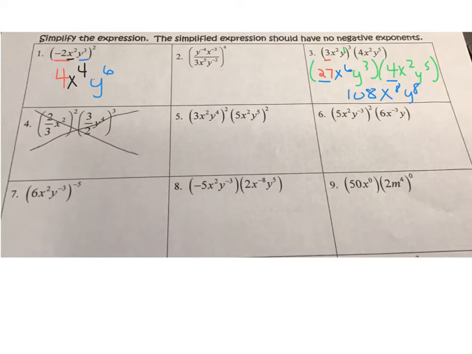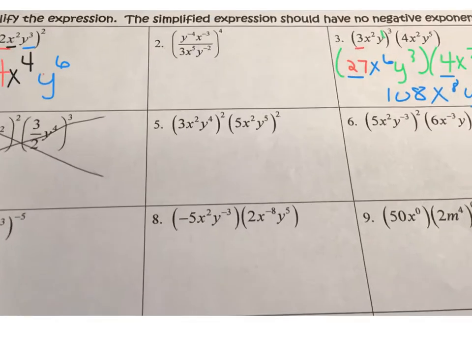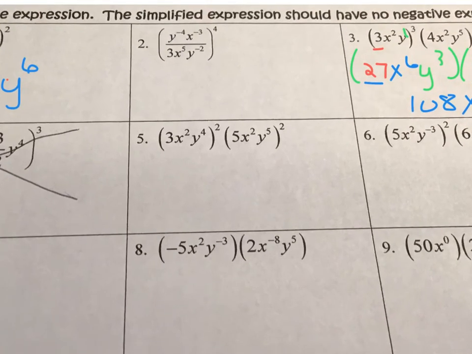All right, number 5, I'm going to do the first power to a power. So 3 squared is 9. X to the 2nd is x to the 4th. Y to the 4th to the 2nd is y to the 8th. Okay, now I'm going to do the second power to a power. 5 squared is 25. X to the 2nd is x to the 4th. Y to the 5th to the 2nd is y to the 10th.